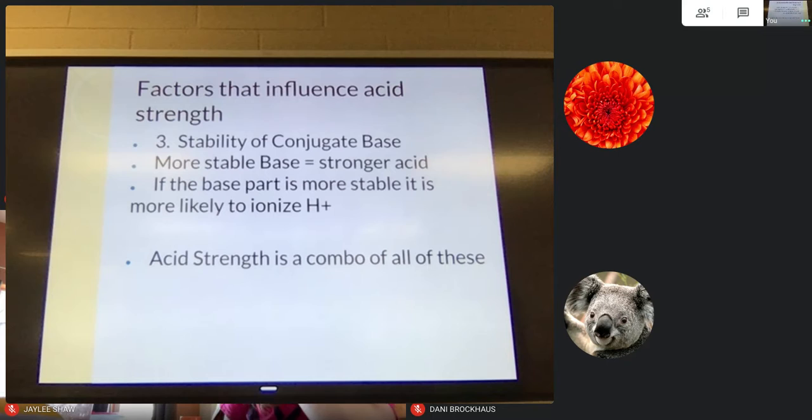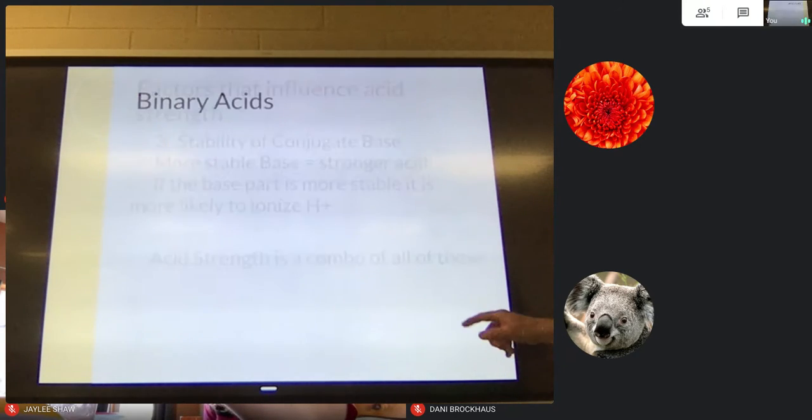So in other words, who gives up H pluses better, right? Things that give up H pluses are things that are polar, but not so polar that it makes a strong bond, and things that have stable leftovers. So that's kind of the idea behind that.